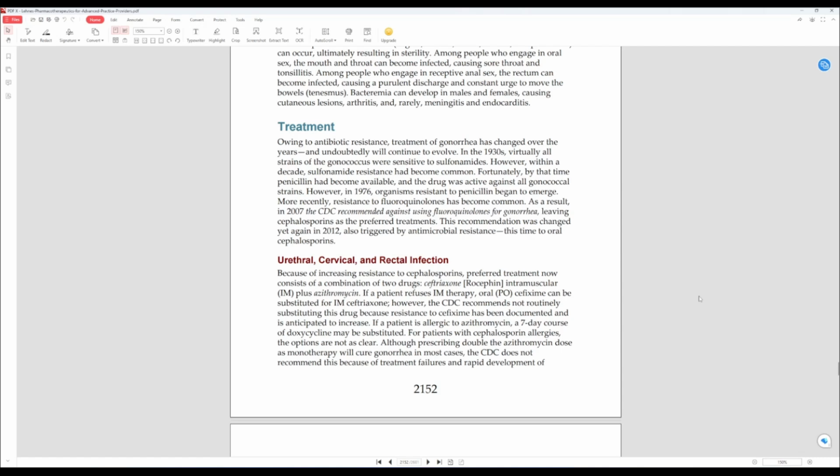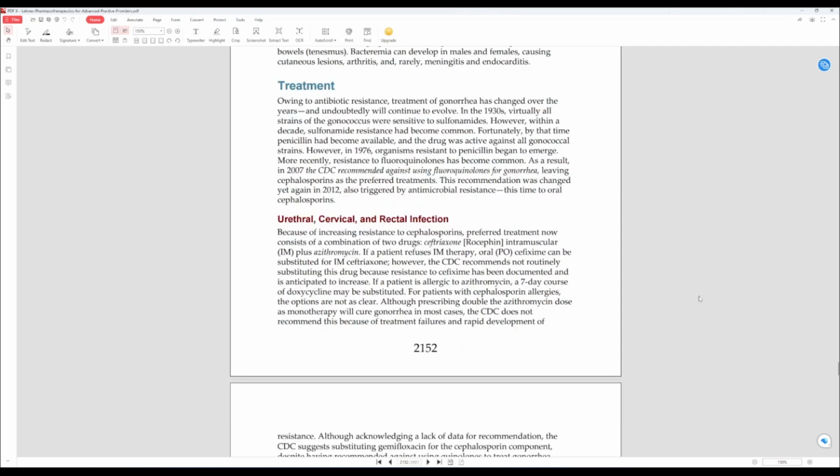So as a result, in 2007, the CDC recommended against fluoroquinolones for gonorrhea, leaving cephalosporins as the preferred treatment. This recommendation was changed yet again in 2012, also triggered by antimicrobial resistance, this time to oral cephalosporins.